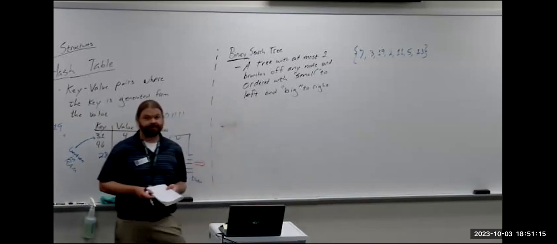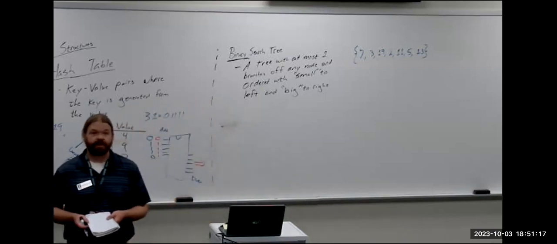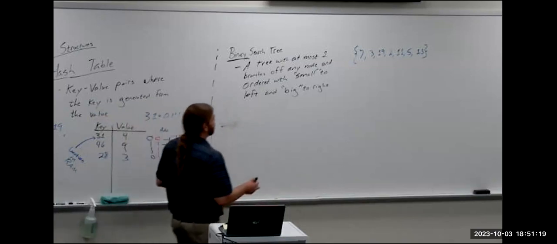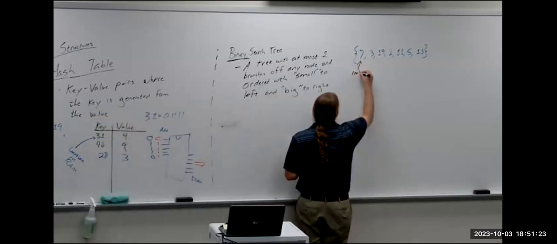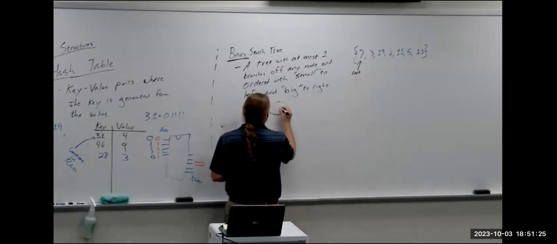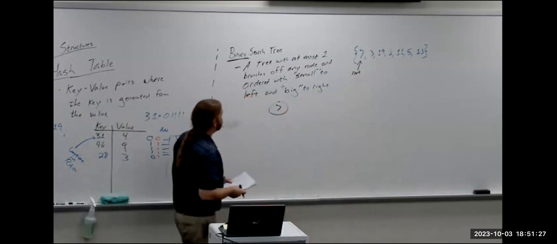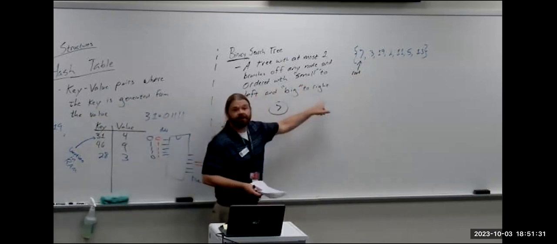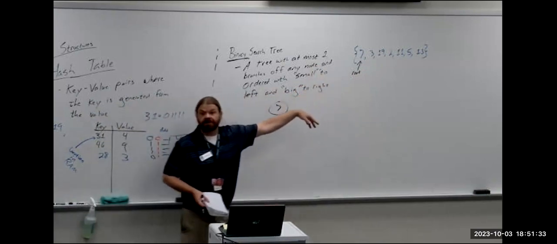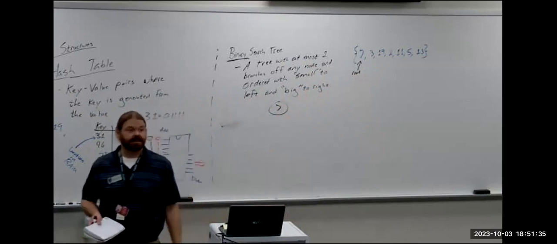So what we do is the first element that we have becomes our root. So we'll have a 7, and then smaller things go to the left and bigger things to the right, which, with numbers, makes the smaller and bigger obvious.